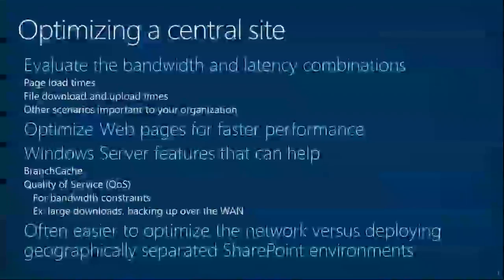Things like BranchCache, for example, which is a Windows Server stack feature that allows for caching of content local to your client. In addition, the implementation of quality of service may be something to consider if you have congestion on your network links and you want to optimize your business critical SharePoint traffic relative to other traffic. And the last statement there is something we're hearing a lot about lately, which is it's often easier to optimize your network versus putting in multiple SharePoint farms geographically.